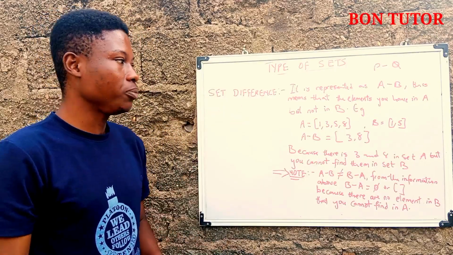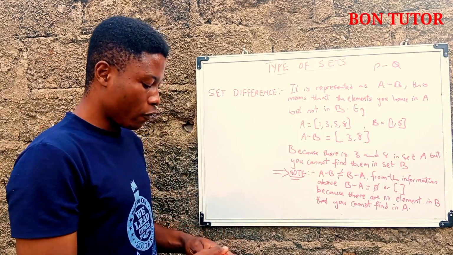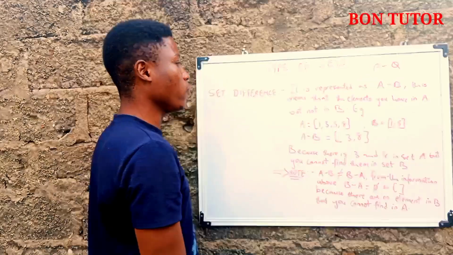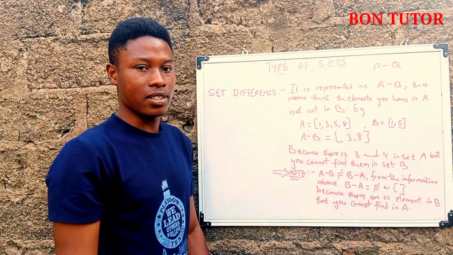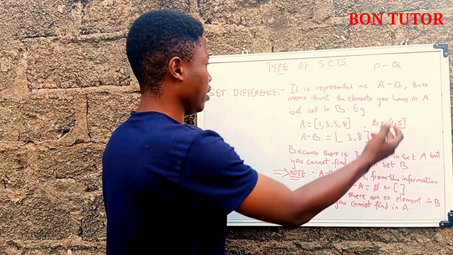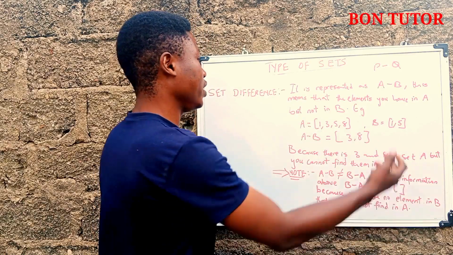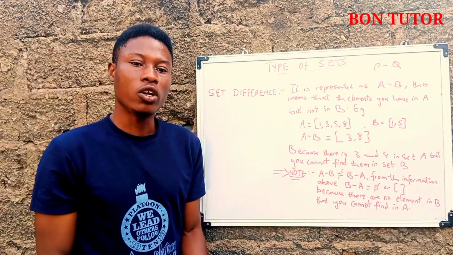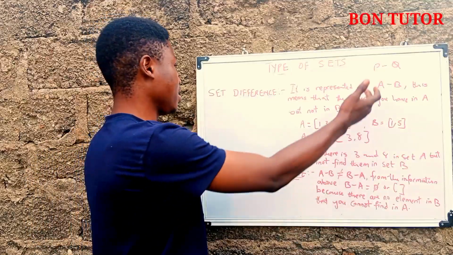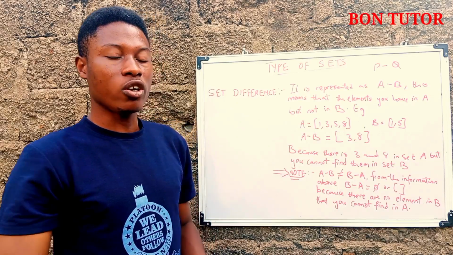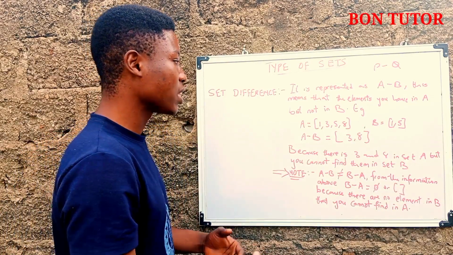So what does this statement mean? This means that you're looking for the elements that you can find in the first set, but you cannot find in the second set. If it is A minus B, you're looking for the elements you can find in set A, but you cannot find in set B. And if you're using P minus Q, you're looking for the elements you can find in set P, but you cannot find in set Q. That means you're looking for the difference between the two sets.